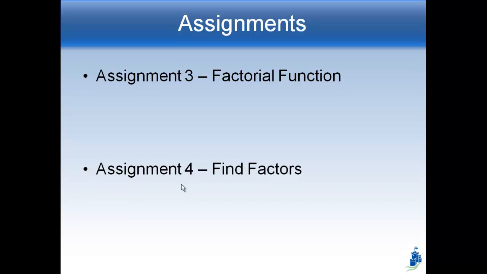assignments. Assignment 3 is called factorial function. What you're going to do is you're going to write a function that's going to find the factorial of something, remembering that factorial is like 5 factorial is 5 times 4 times 3 times 2 times 1. And assignment 4 is going to be called find factors. You're going to use that is divisible function that you made earlier to find all the factors that make up a number. So for example, you would say, all right, let's say 10 is my number. I'm going to find all the numbers that 10 is divisible by.